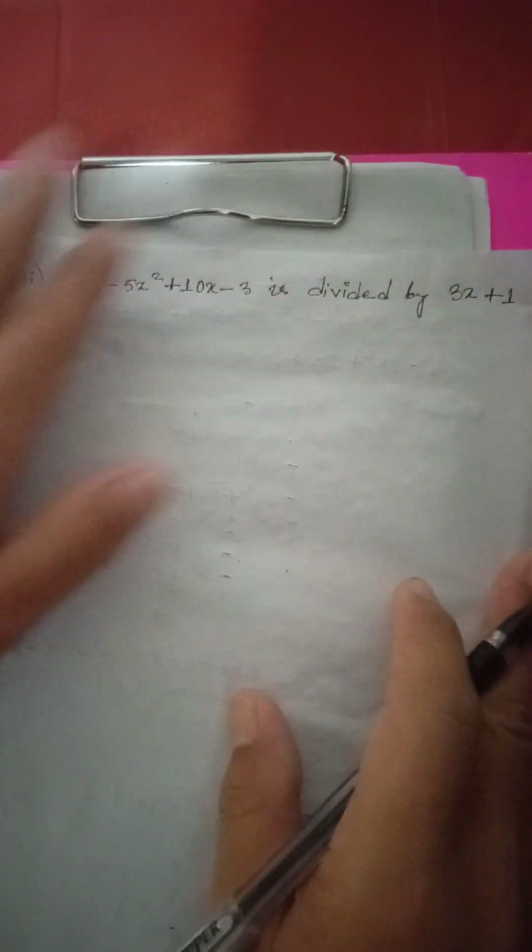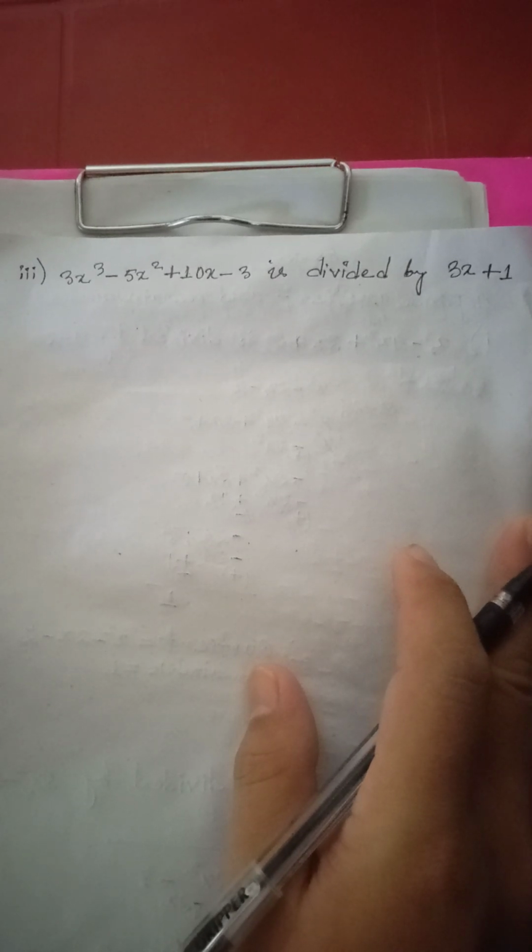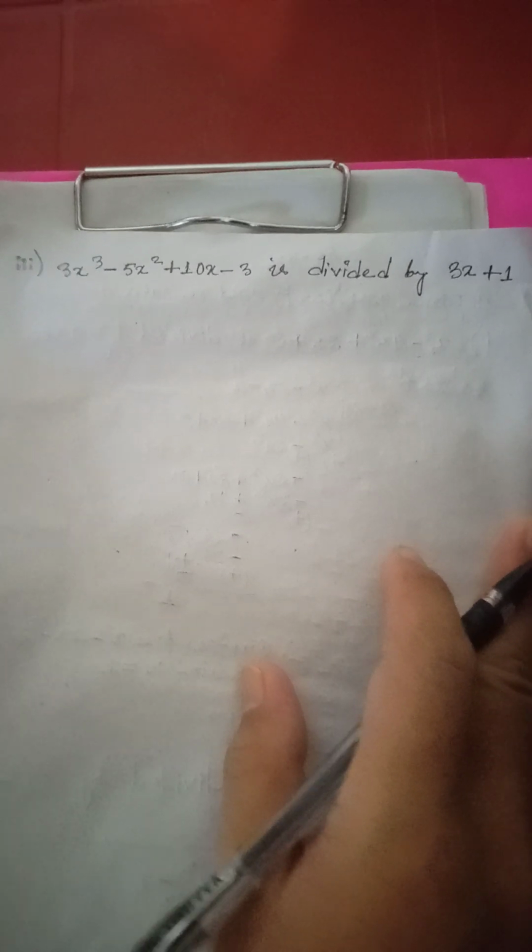As we can see in this question, we are given the polynomial 3x cubed minus 5x squared plus 10x minus 3. It is divided by 3x plus 1. After we divide this given polynomial by 3x plus 1, we will get some values in the quotient as well as in the remainder, and that's what we're going to find here. First of all, in order to proceed with this problem, let us write solution.